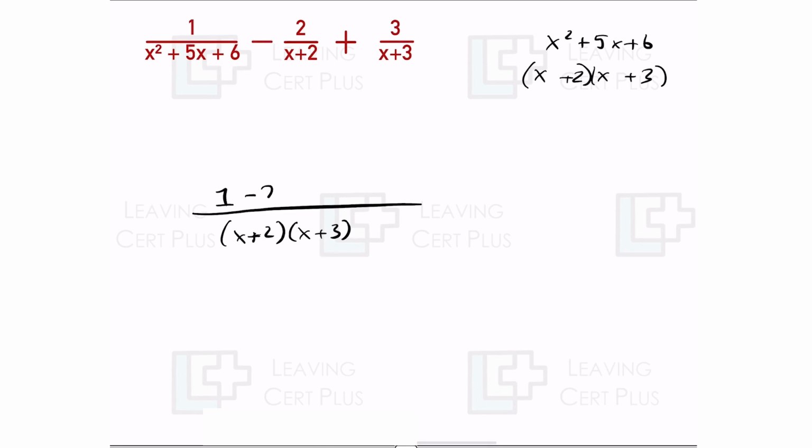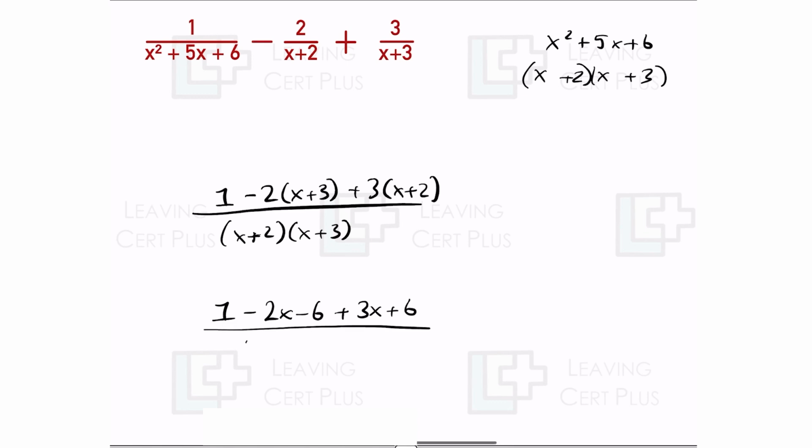Then you could say minus 2 times x plus 3, what it doesn't have on the bottom, and then plus 3 times x plus 2. So multiplying out these brackets on top, we're going to have 1 minus 2x minus 6 plus 3x plus 6. On the bottom, you can leave them as they are or multiply them out. Either is fine. So tidying up the top, we get 2x and 3x. That's going to give us 1x altogether.